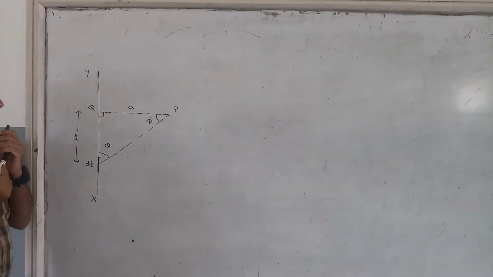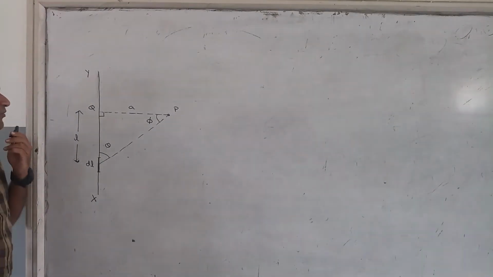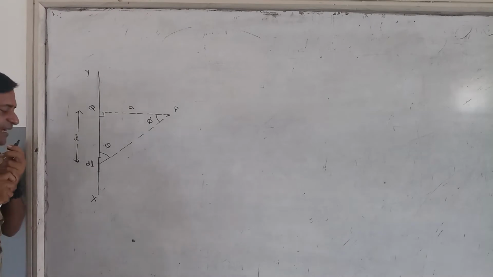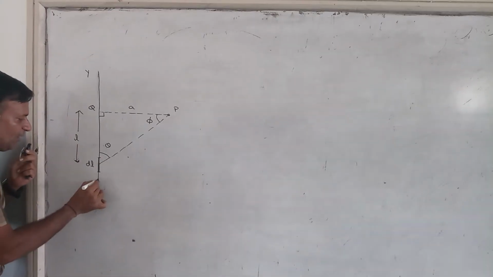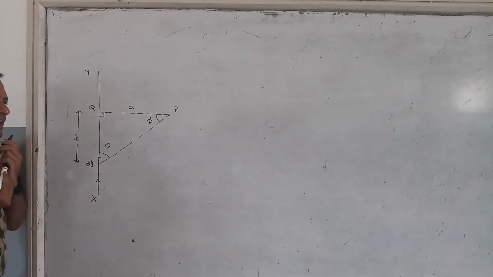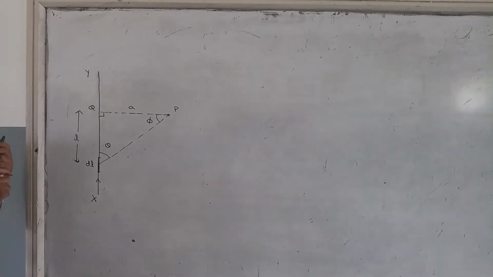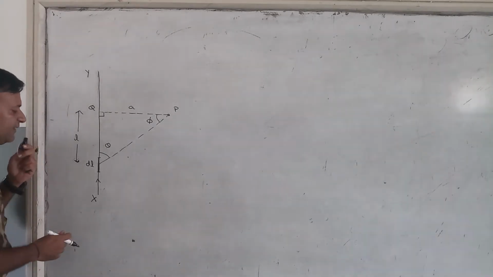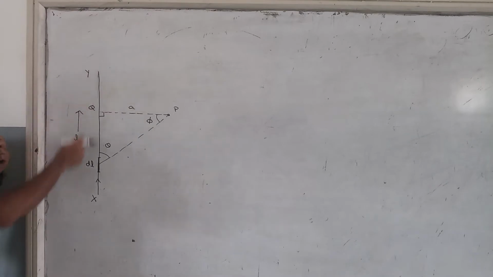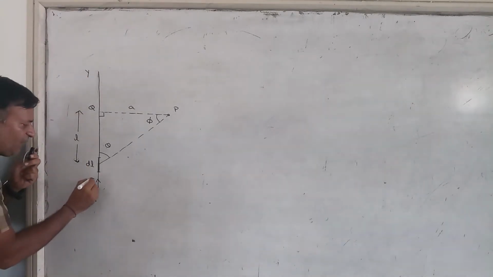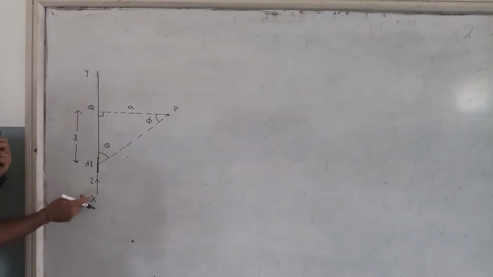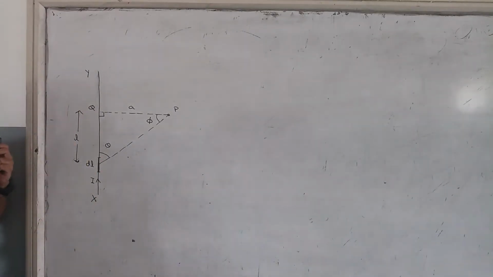In this derivation, we will be finding the magnetic field due to a conductor. Now, can you see? This is the conductor XY. What is the current flowing in it? The current flowing in it is I, and the current is flowing from X to Y.